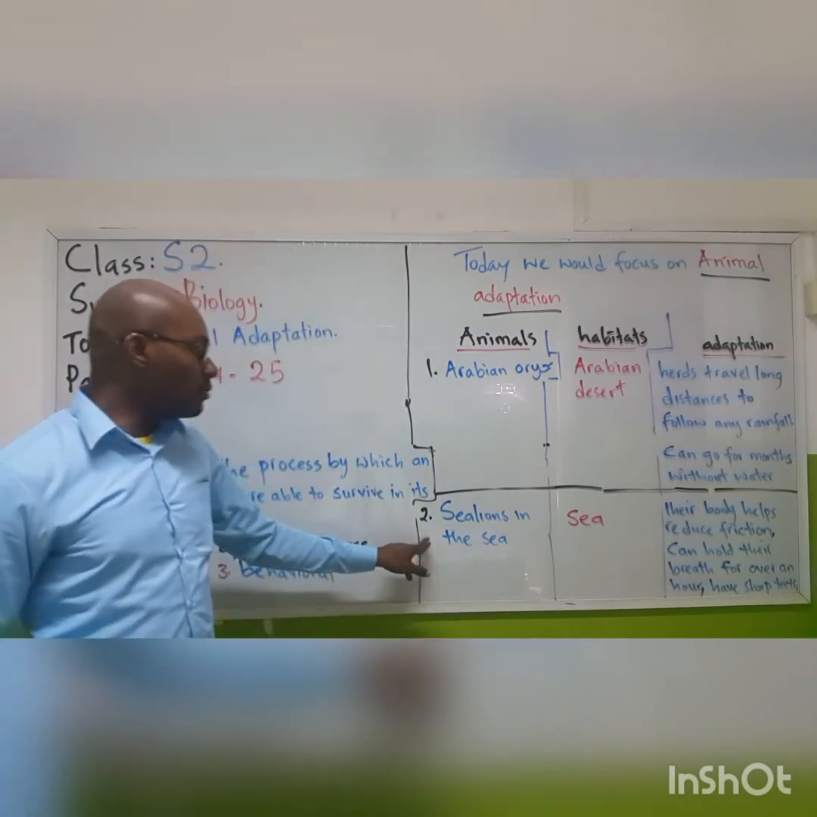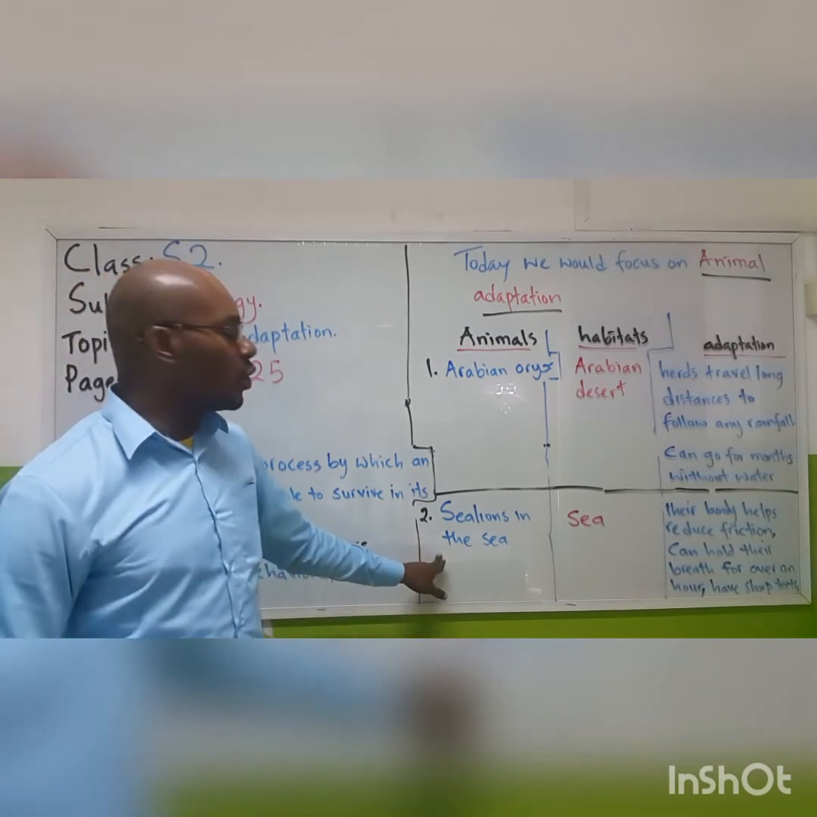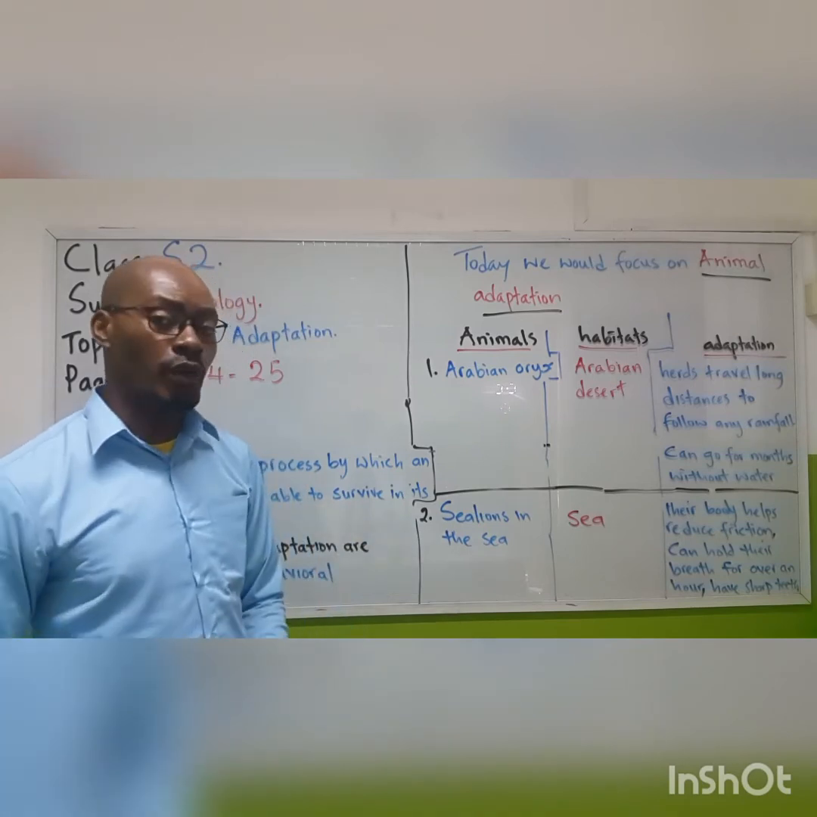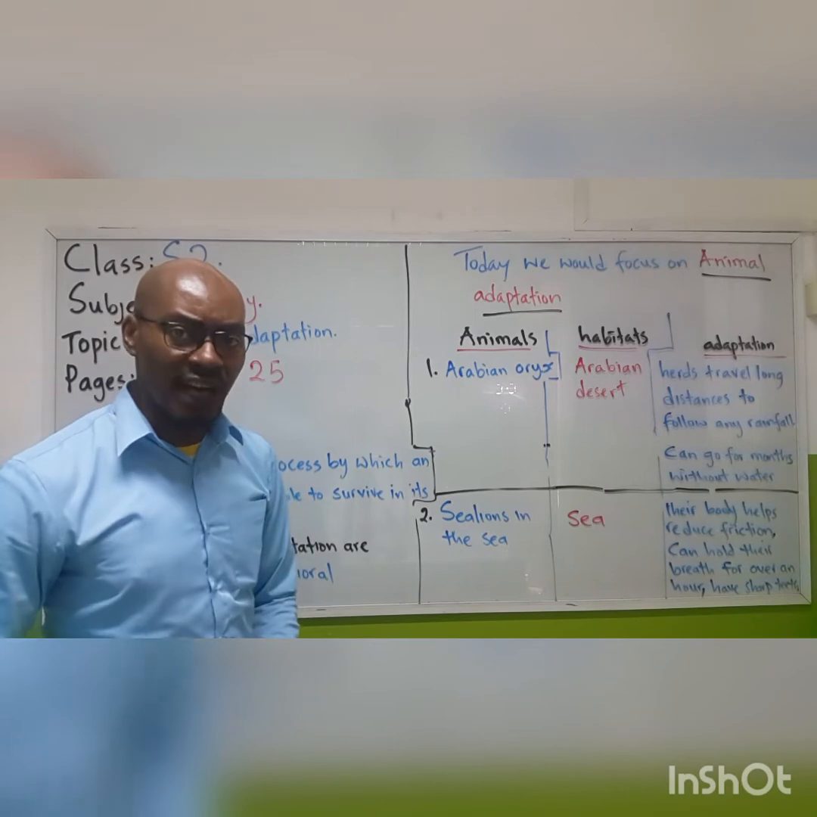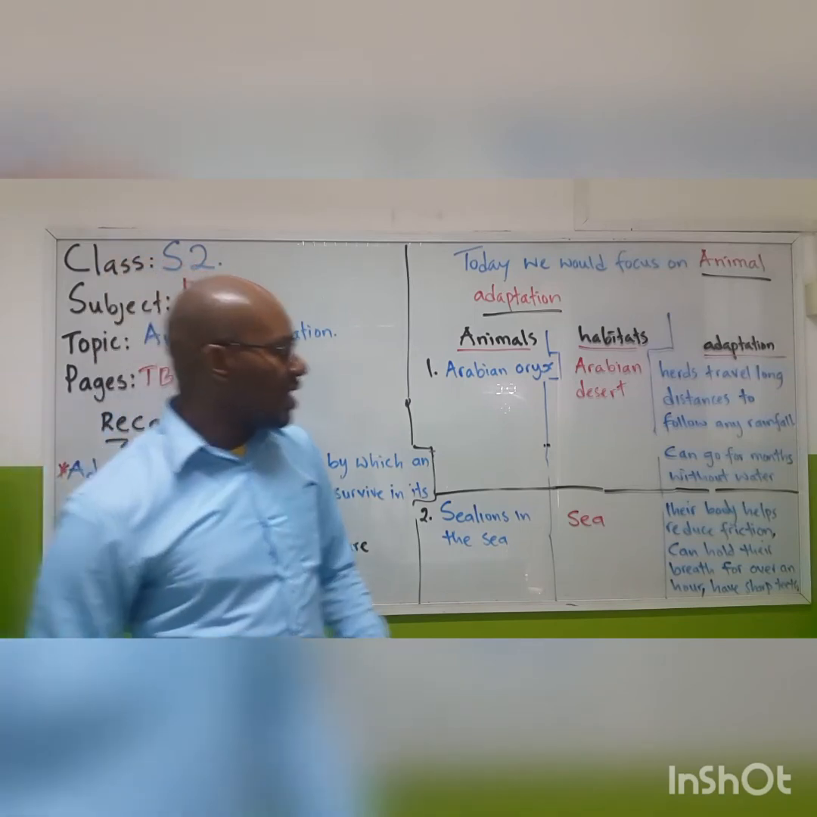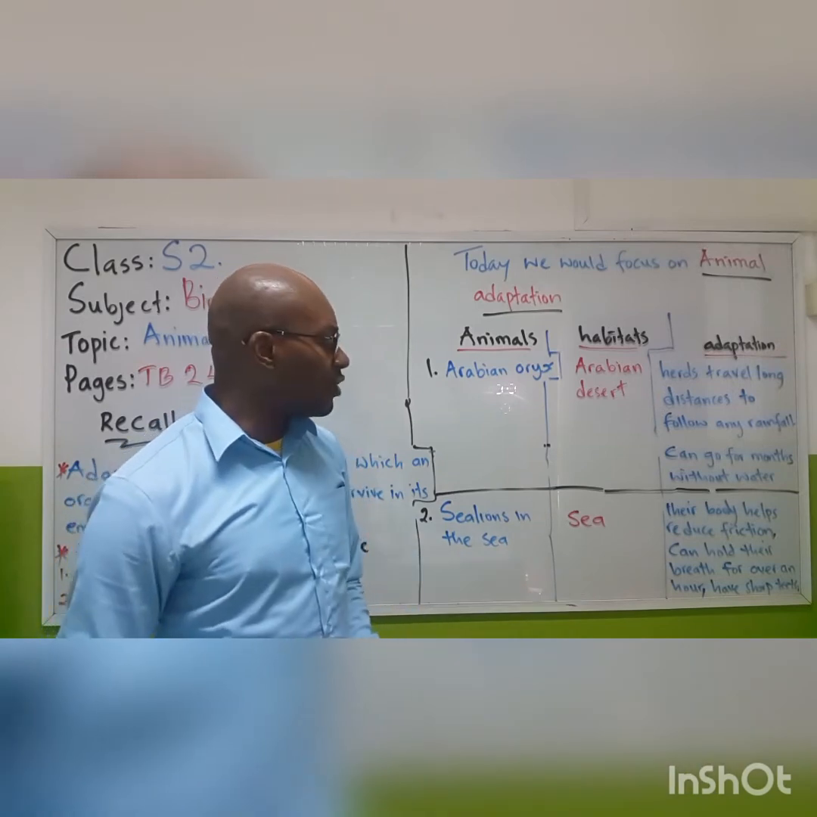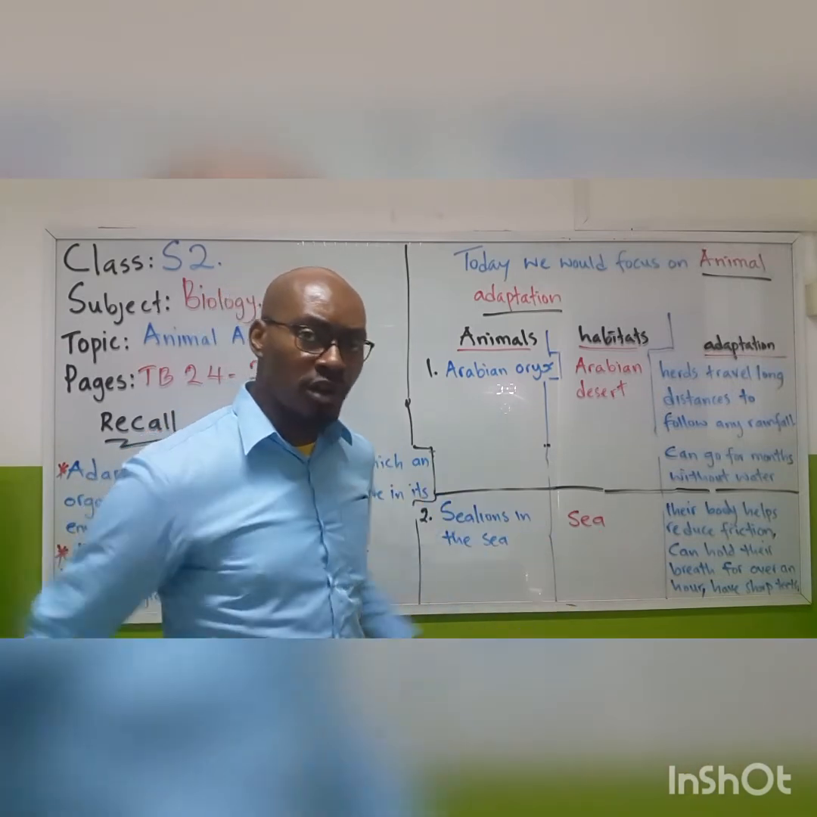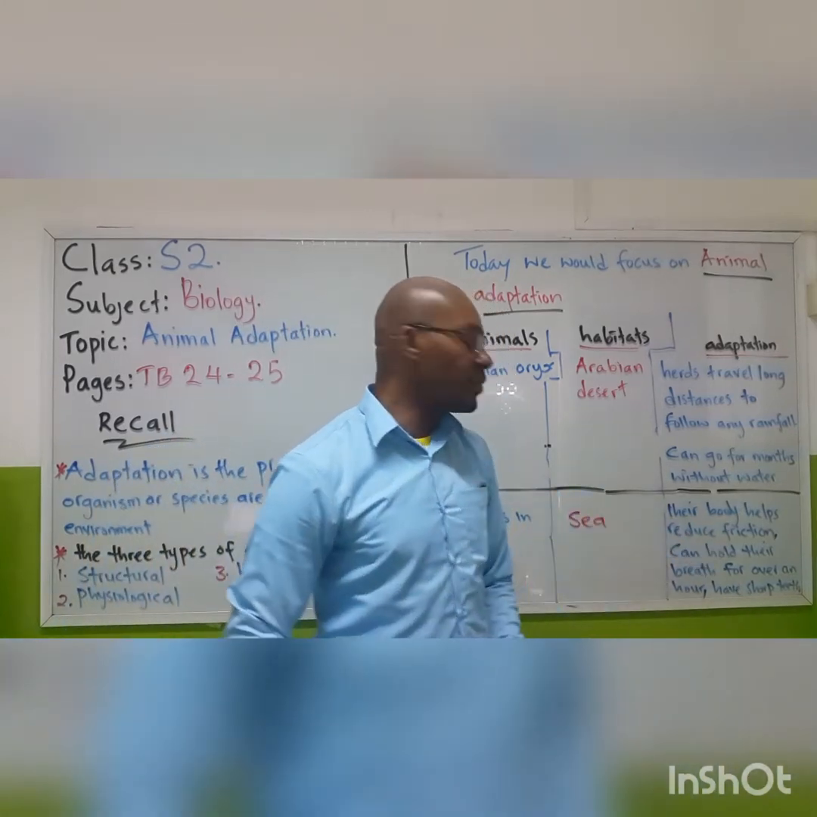Let's look at the second animal, which is the sea lions in the sea. So, merely looking at the animal, you know they are found in the sea. The sea lion is a carnivore, which means it feeds on flesh. Now let's look at how it adapts in its environment. Their body helps reduce friction. This kind of adaptation we call structural. The body is structured in such a way that it helps it to reduce friction.